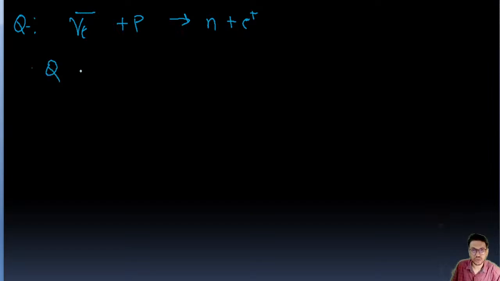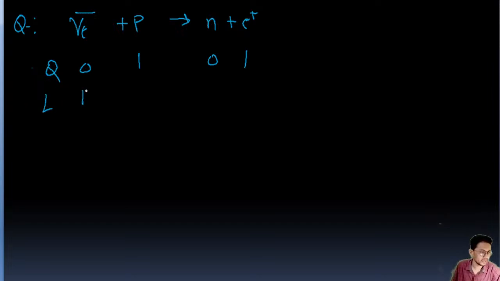Next is: which of the following reactions is not allowed? We need to check whether the reaction is allowed or not. Reaction given: mu E bar plus E, that is N plus E plus. So we'll check first charge. Charge is 0, 1, 0, and 1, right? And then we'll check lepton number.